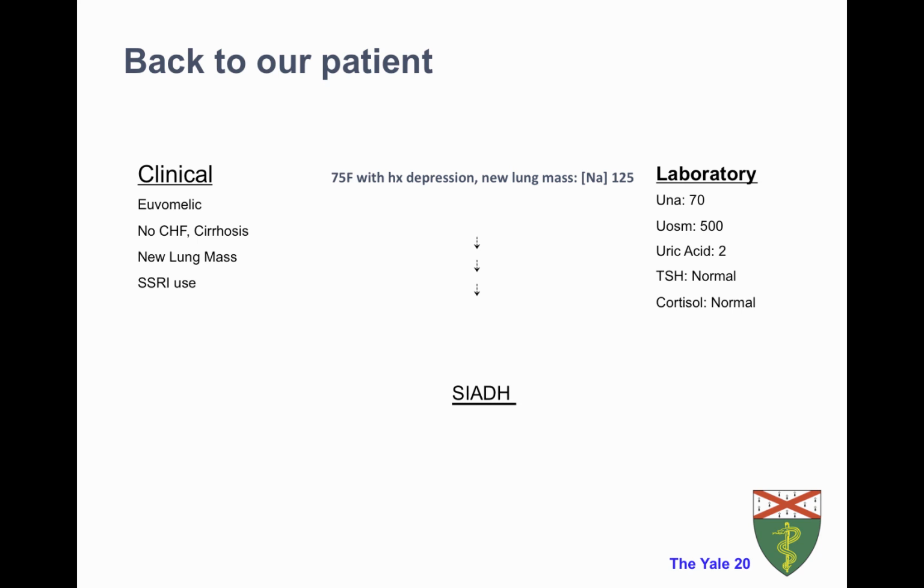So with all of those etiologies in mind, let's wrap up this section by going back to our patient, a 75-year-old woman with a new lung mass and a sodium of 125. Clinically, she's euvolemic, she does not have evidence of heart failure or cirrhosis, she has a new lung mass, and we know she's been taking an SSRI. And on lab evaluation, we find that her urine sodium is 70, her urine osm is 500, her serum uric acid is 2, with a fractional excretion greater than 12%, and she has a normal TSH and a normal cortisol. So having ruled out other etiologies and putting the clinical history and lab data together, this seems most consistent with the diagnosis of SIADH.